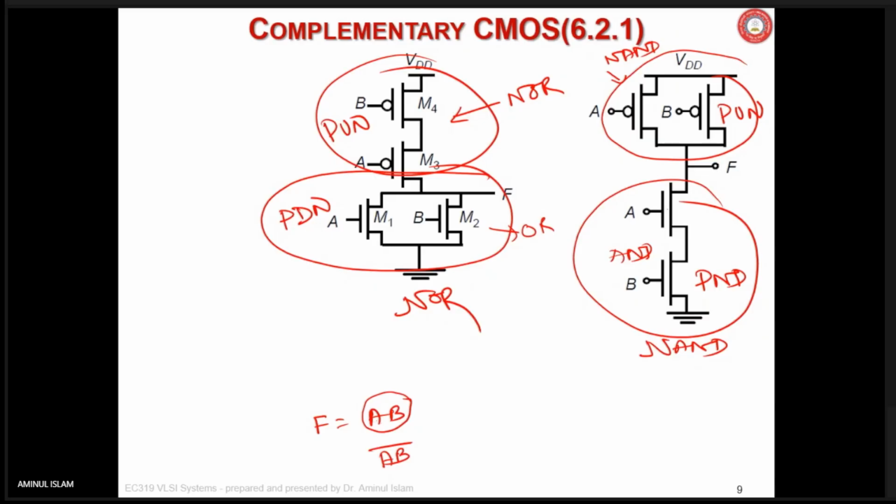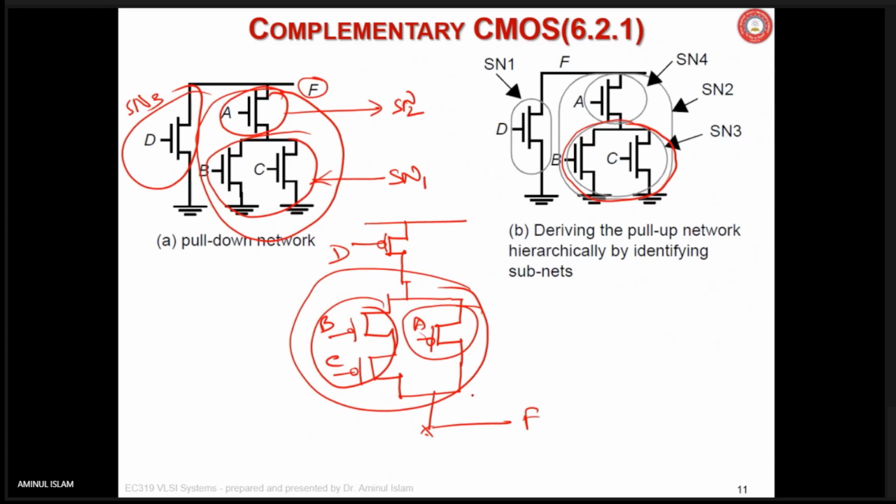Okay. So these are the circuits of NAND gate and NOR gate. The same way it has been realized. Okay. So suppose you give me a function so that I can realize and show you.